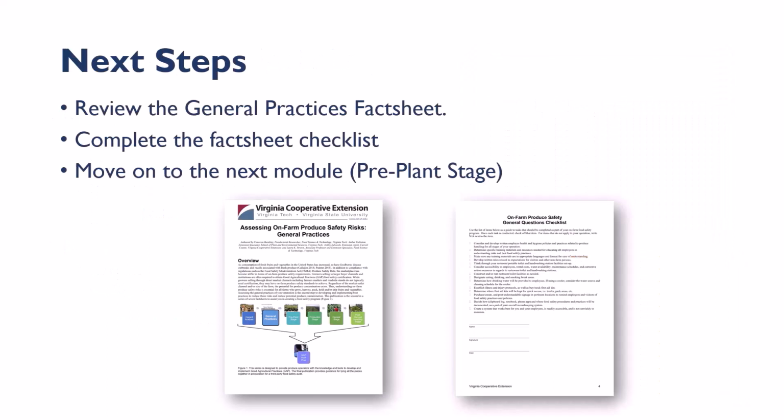You have now completed this module. There are some important steps you should complete before moving on to the next module. You will want to make sure you review the General Practices Fact Sheet found on the course site or on the Virginia Cooperative Extension website. There you will find more in-depth information on the topics we covered in this module, along with supporting resources and documents. At the end of the fact sheet, you will find a checklist that will help you to implement the topics covered in this module. Completing this checklist will help you prepare for the requirements of a gap audit.